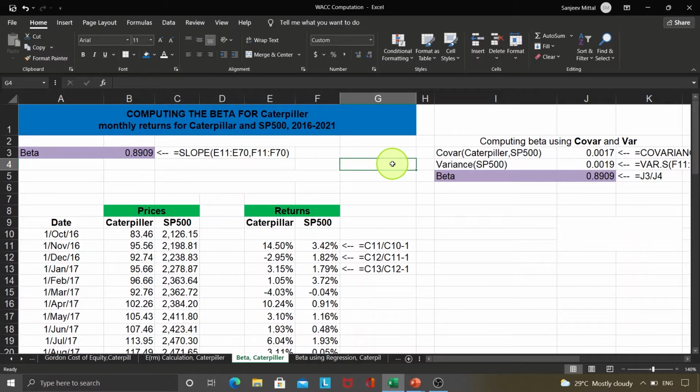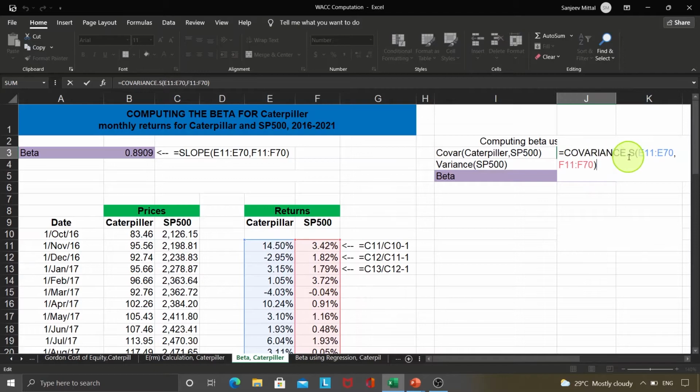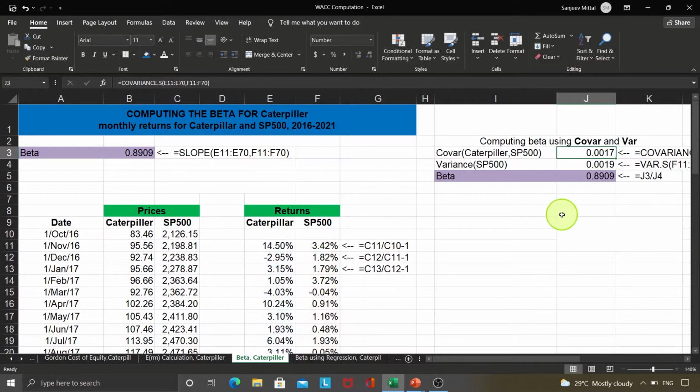Because at the moment, we are just trying to analyze how we are getting these numbers and what the interpretation is. I have calculated the covariance, and for calculating covariance there is a specific direct formula which you can see. The formula is COVARIANCE, and I have selected the details of Caterpillar Incorporation and the S&P 500. Covariance simply reflects the relationship between the stock return and the market return.